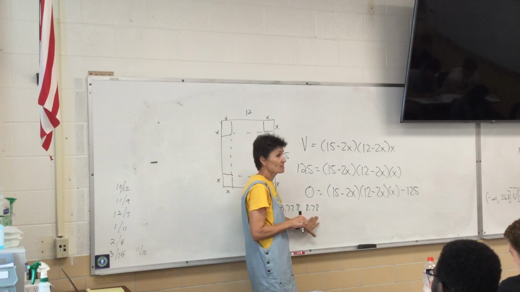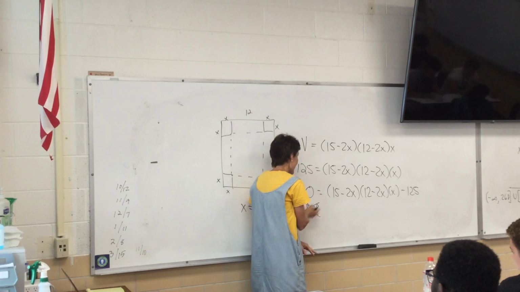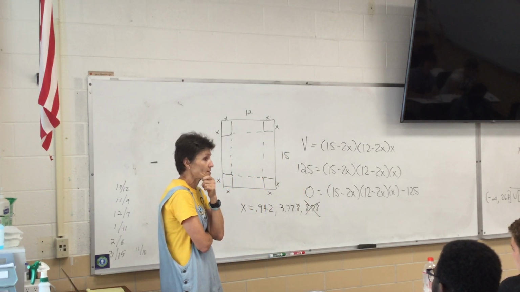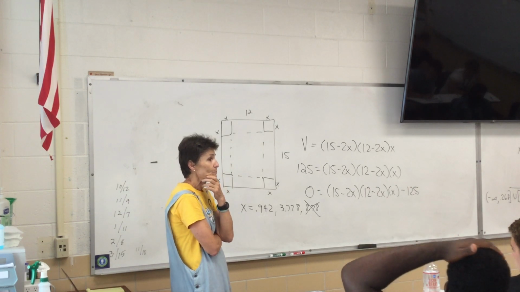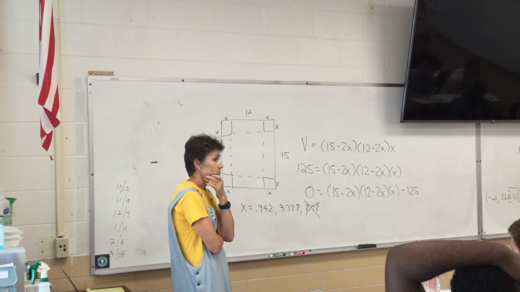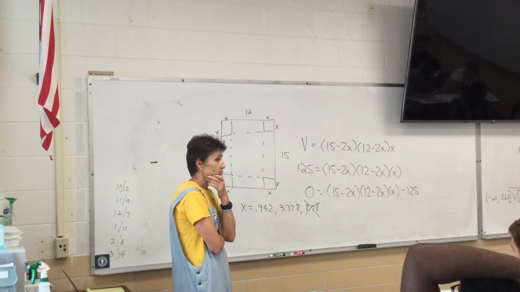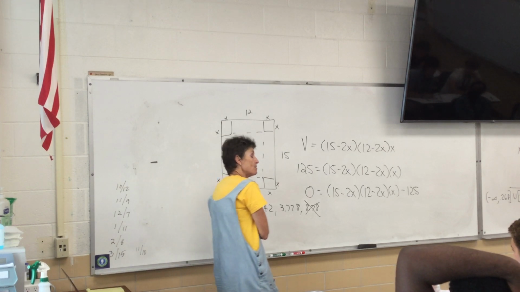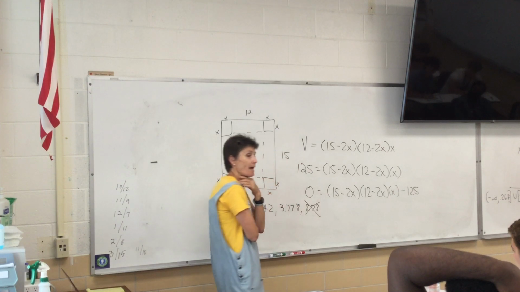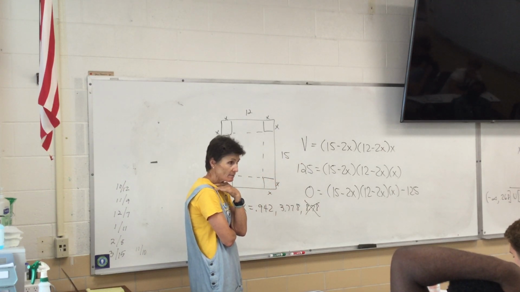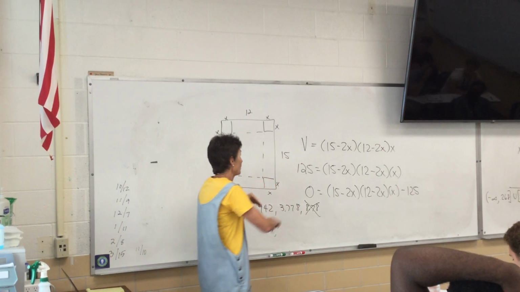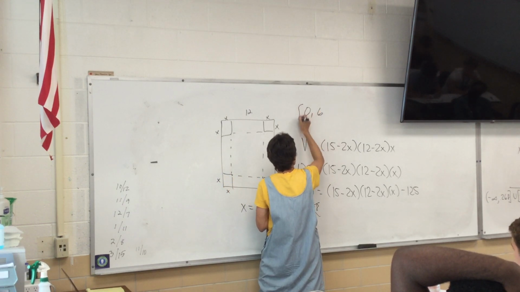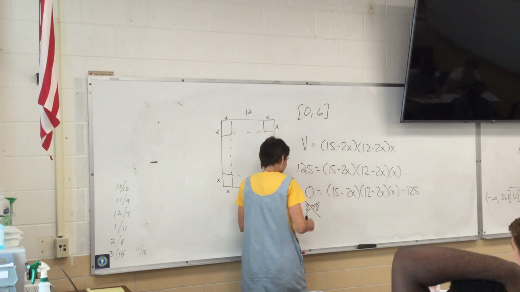Now I want to talk about this one, because that was actually extraneous. Can somebody tell me why that is an extraneous root? David? Because if you multiply it by 2, it's bigger than the whole side. Exactly. This problem has a domain of possible x values between 0 and 6. Actually.